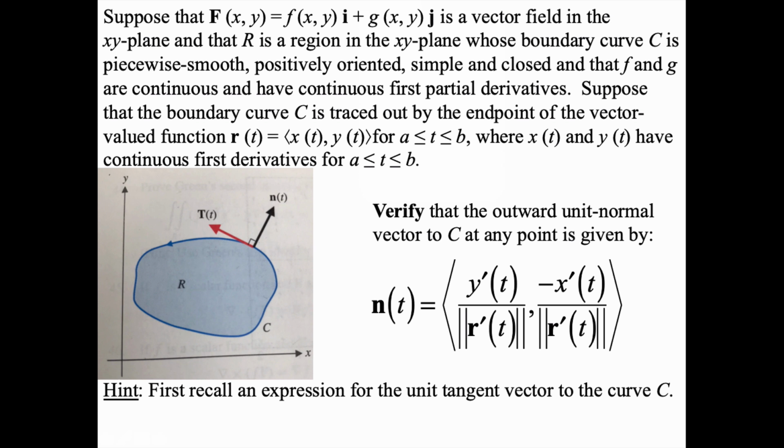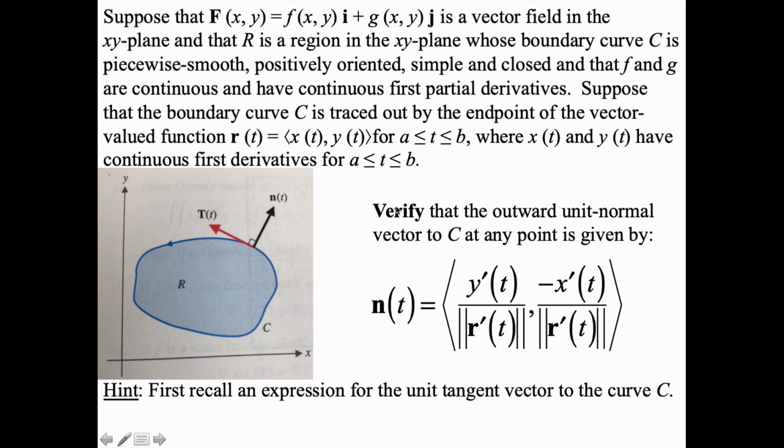Now suppose that the boundary curve C is traced out by the endpoint of a vector valued function we'll call r(t). And we have component functions x and y in terms of t, where t varies from a to b. And let's say that those component functions x and y have continuous first derivatives for those t values from a to b. So if all that criteria is met, we're going to encounter a very interesting trick or shortcut when it comes to the evaluation of an integral.